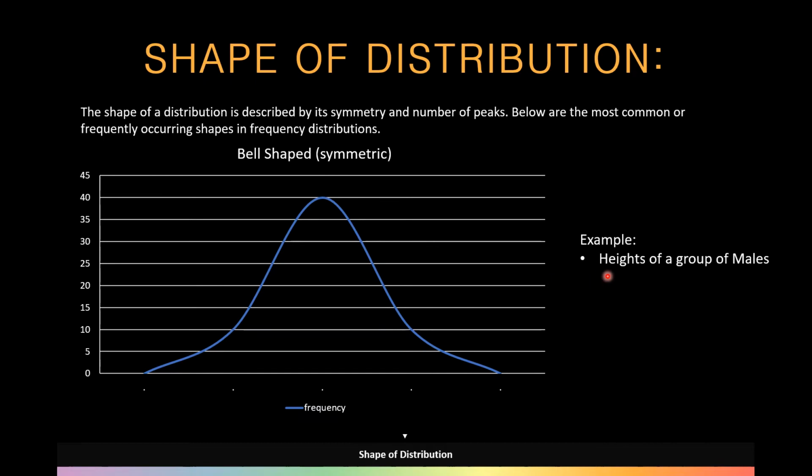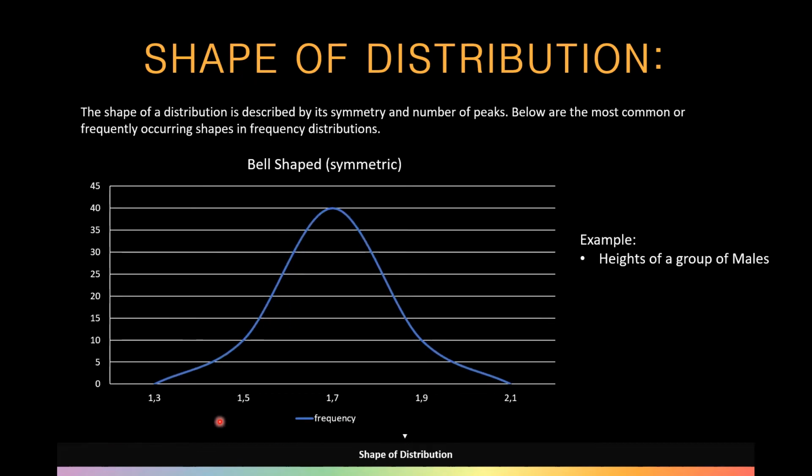Let us assume that we were interested in the heights of a group of males. So on our x-axis, we have the various heights measured in meters, and on our y-axis, we of course have our frequencies. So essentially what this graph is telling us is how many people or how many males have a specific height specified by the height on the x-axis. So let's interpret this graph. We can see that the most number of males, that's about 40 males, have a height of 1.7 meters.